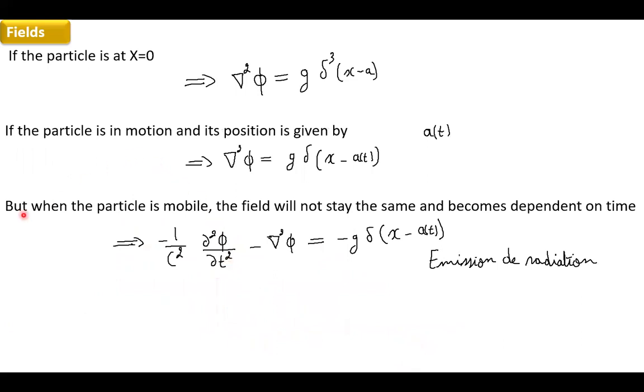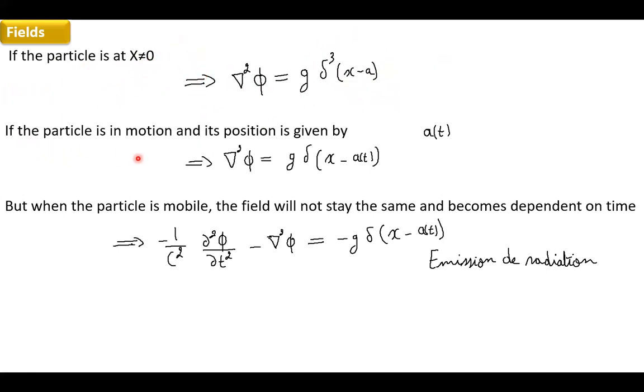Okay, let's take another case. If the particle is in a position that is different from 0, so for a particle at x different from 0, this Poisson equation would be equal to g delta 3 of x minus a, because the previous quantity is only valid for the position x equals 0. So we replace x by x minus a if a is the position of the particle along x. So the particle is at x equals a, not 0.